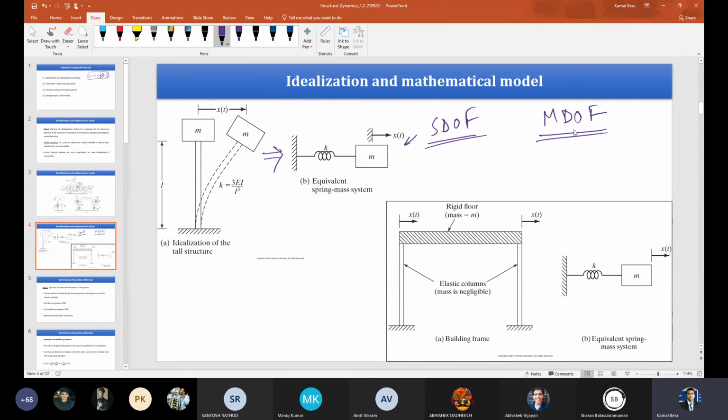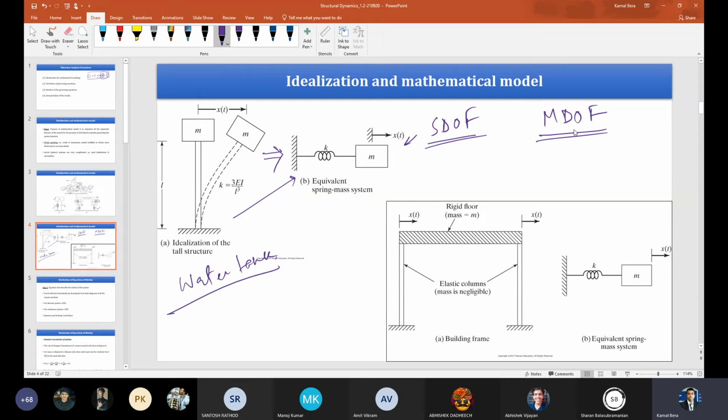We can treat it so. Can you give one example where I can treat a structure like this? A practical example. Light poles? Water tank. Yeah, water tank, exactly. The example is the water tank.